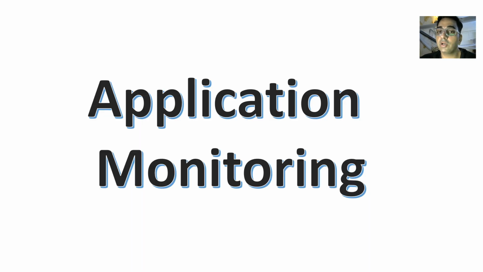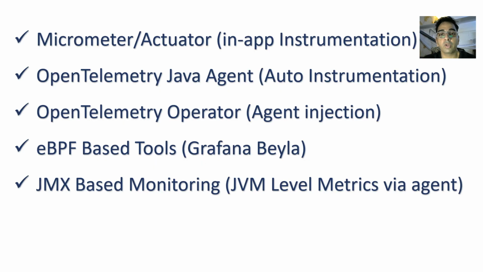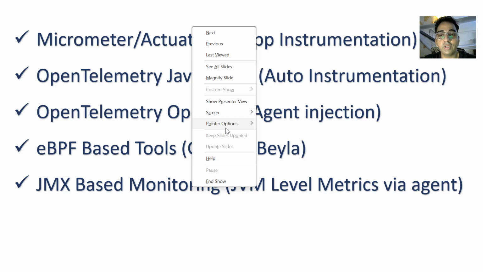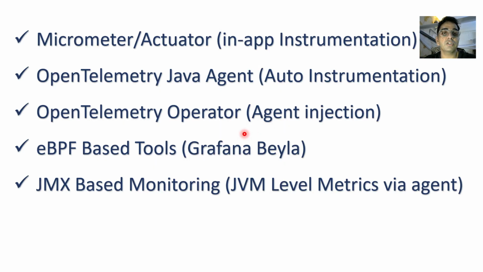So what is application monitoring? Application monitoring is getting all the telemetry data from any application, whether it is Python based, Spring Boot application, or any other application that is installed onto your Kubernetes or non-Kubernetes flavor. Now, what are the different ways we can enable application monitoring?